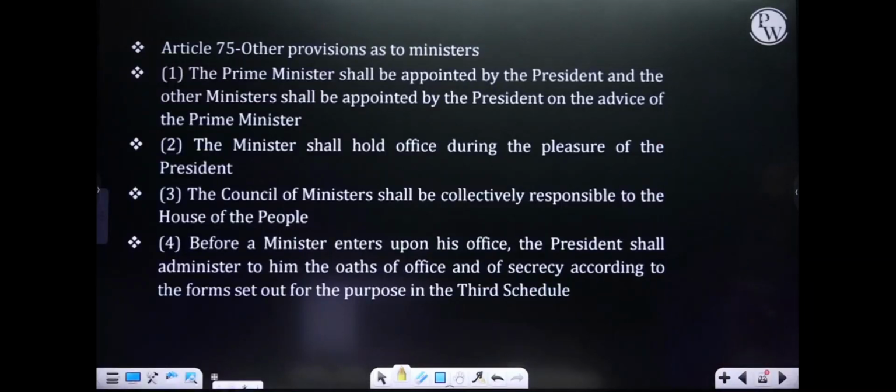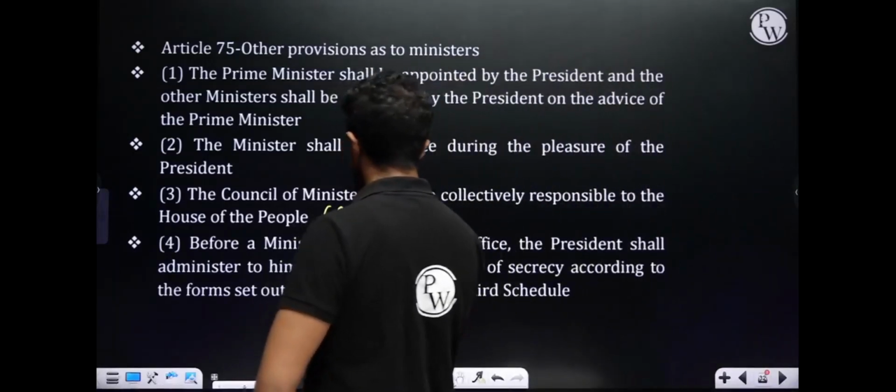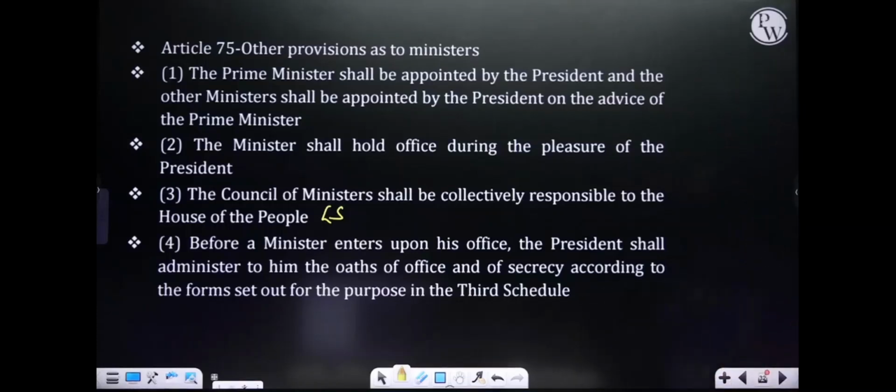Article 75, other provisions as to ministers. The Prime Minister shall be appointed by the President, and other ministers shall be appointed by the President on the advice of the Prime Minister. The Minister shall hold office during the pleasure of the President. The Council of Ministers shall be collectively responsible to the House of the People, that is the Lok Sabha. Before a minister enters upon his office, the President shall administer to him the oaths of office and of secrecy according to the form set out for the purpose in the 3rd Schedule of the Constitution.